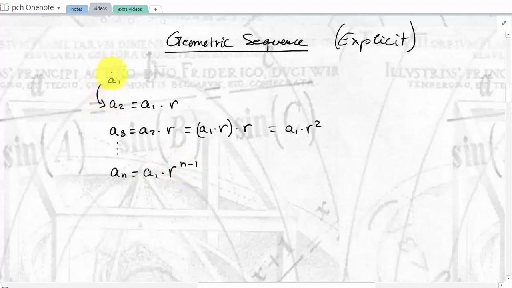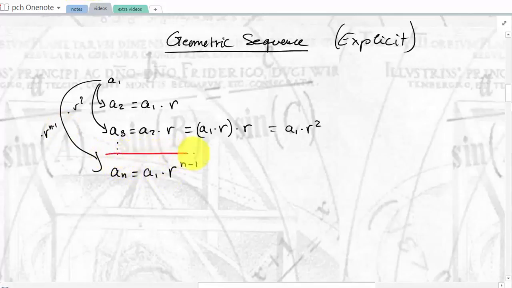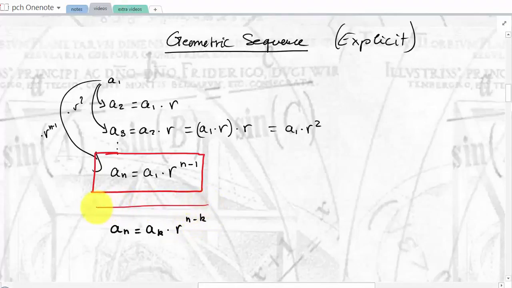Here there's one R between A1 and A2. Then there's R times R between A1 and A3, so R squared right here. And so you would have R to the power of n minus 1. All right, so this is the explicit formula when you're given A1 and R. You can also use another formula which is very easy to derive. It's when you don't start at A1 but you start at AK. So how many times do you need to multiply by R? N minus K. So this is the second explicit formula for a geometric sequence.